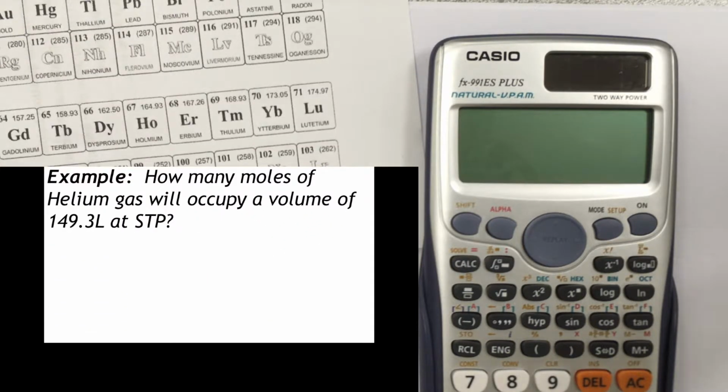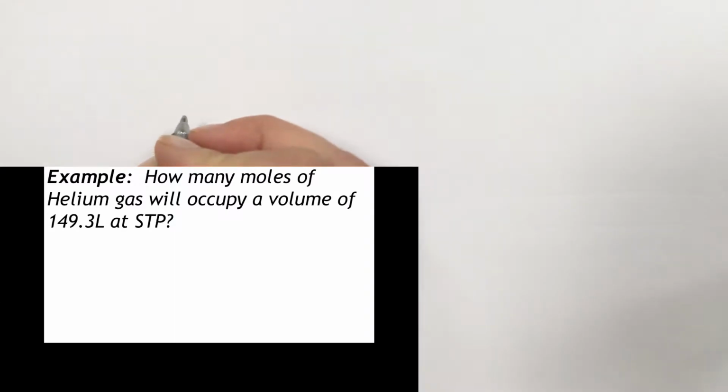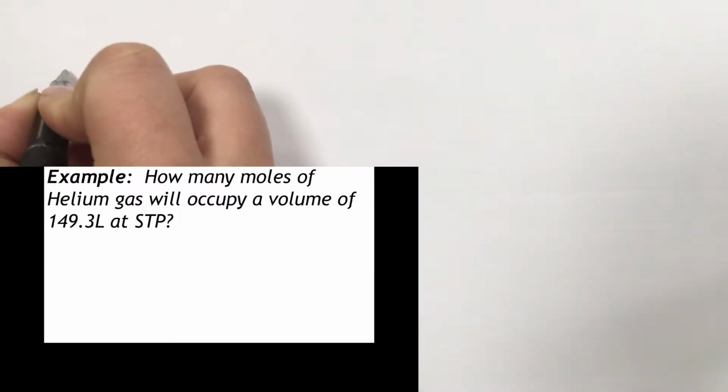All right, so let's get started with our first question. How many moles of helium gas will occupy a volume of 149.3 liters at STP? So you'll always see STP. We don't really change from STP in this unit. So it'll always be at 0 degrees Celsius and 1 atmosphere. So that's good for now.